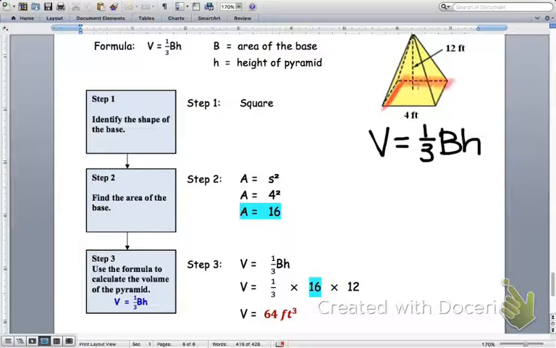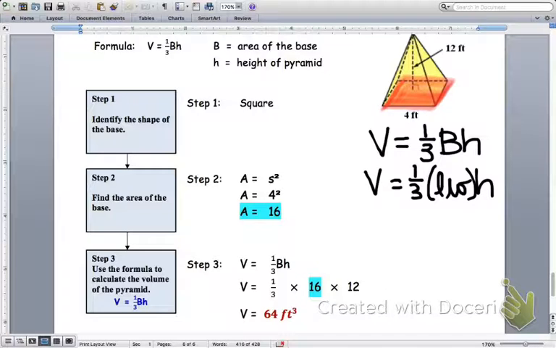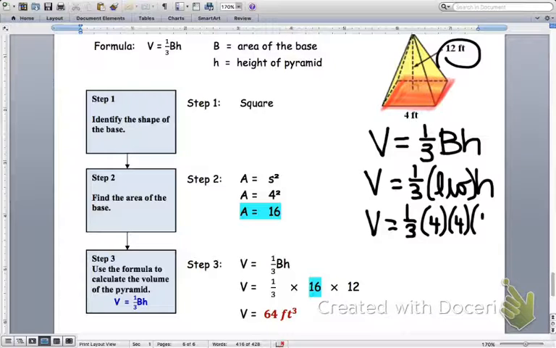Let's take a look at our base. The base of the figure that we're given is a square. How do you find the area of a square? Length times width. Maybe you say base times height, or even side squared. All of the sides on a square are the same. So I'll plug in 4 times 4. The height of this pyramid is 12. 1/3 times 4 times 4 times 12.